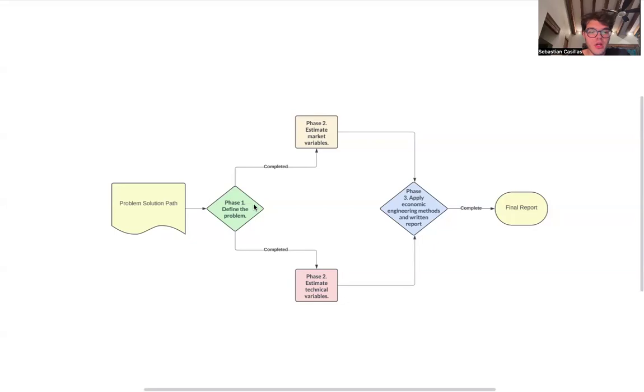And so we start off with the problem solution path in phase one, which is defining the problem. Here, first of all, I'm alone in the project, so everything that I will be talking about, I did myself. And of course, I had help of the teacher with guiding me on how to do certain things, but I am alone in the team.